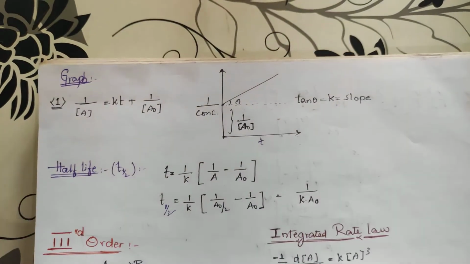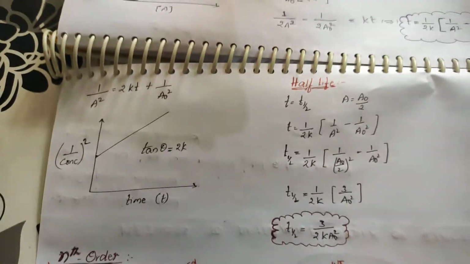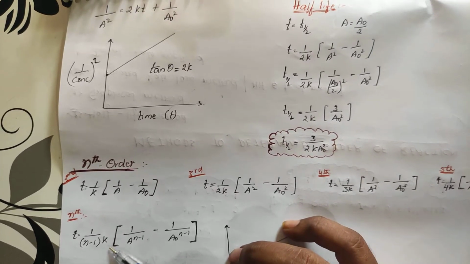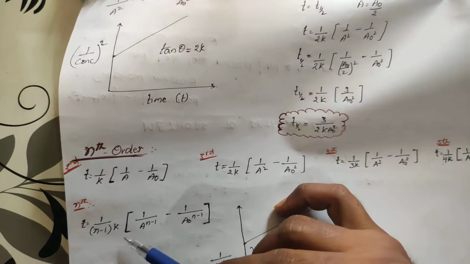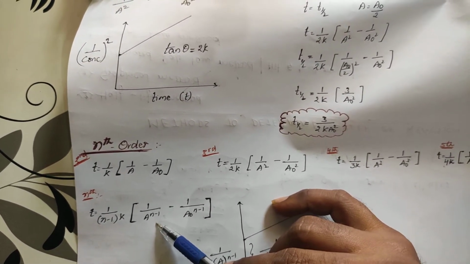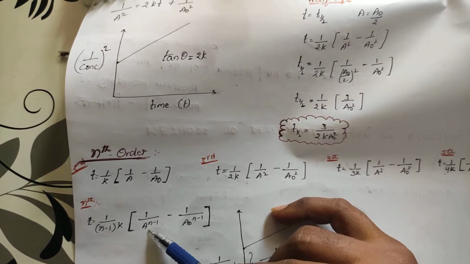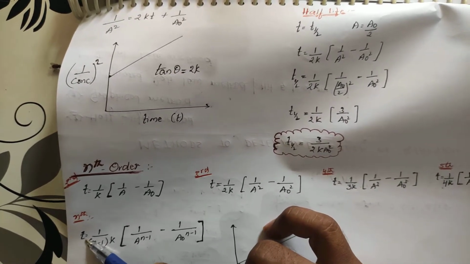You know this equation, right? This equation: 1 by n minus 1 into k. Here, if you want t half, you can take a naught by 2, and by taking a power n minus 1, you take a naught by 2 whole power n minus 1. Then you take this as t half.